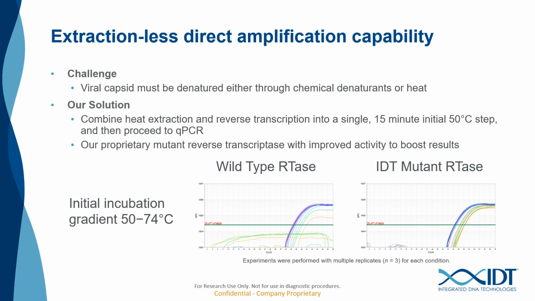These data depict the amplification curves with a gradient heat extraction step ranging from 50 to 74 degrees Celsius. The mutant reverse transcriptase on the right retains most activity when heated with various denaturation temperatures, whereas the wild-type reverse transcriptase on the left loses activity as temperature increases.